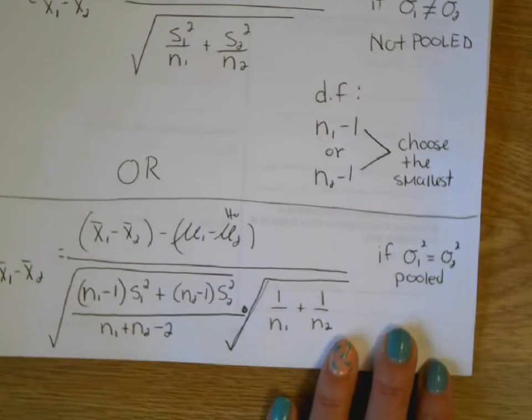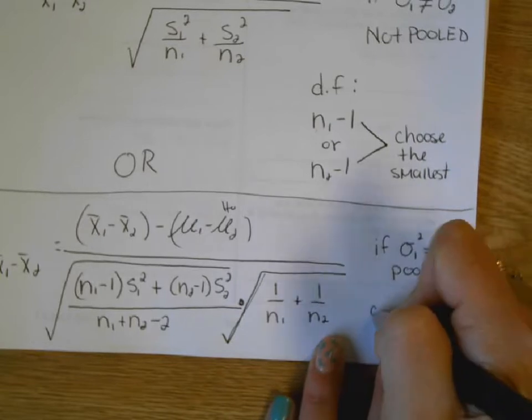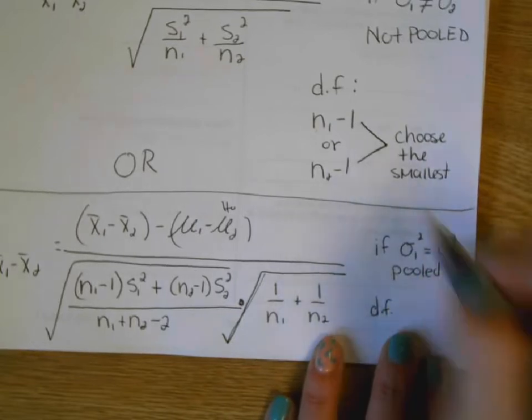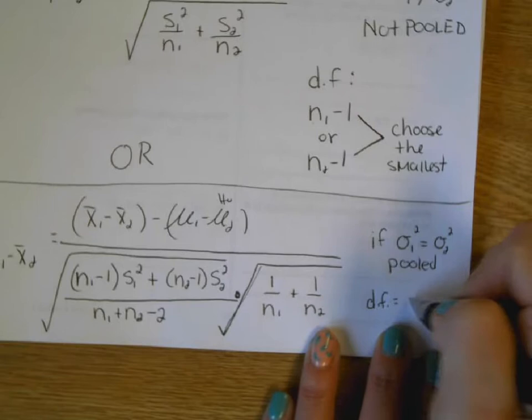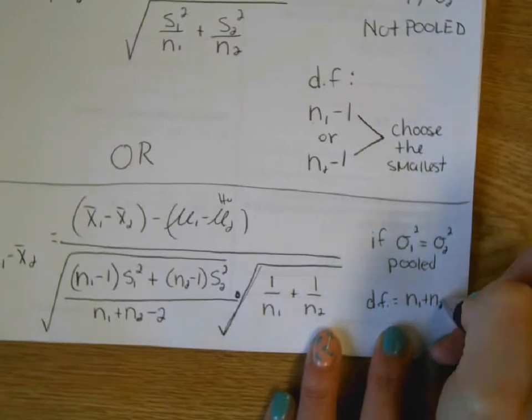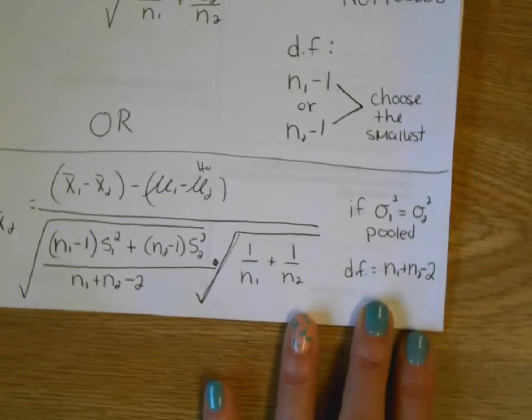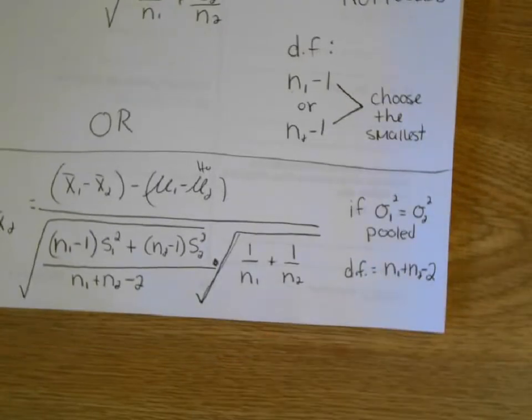Those are considered pooled. And then your degrees of freedom here, it's different than it is up there. You're going to add the two sample sizes together and subtract 2. Can we just burn this? Nope. That's probably your ugliest formula we're going to have all year.